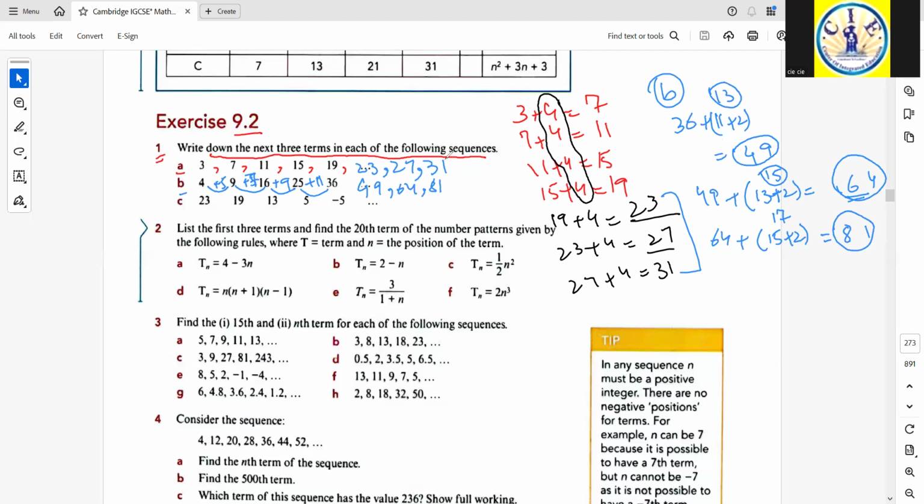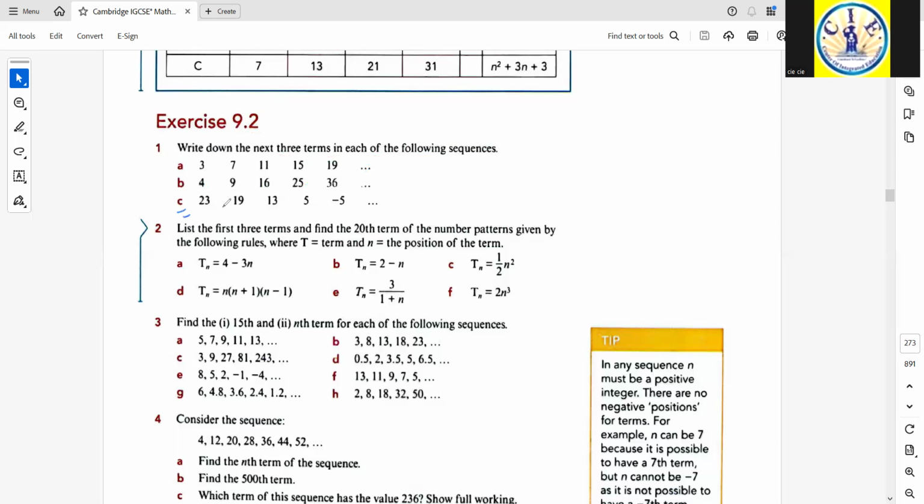Okay. Now for part C. This is 23 and then 19. Then 19 becomes 13. And then from 13, we get 5. And then -5. So we observe that we need to subtract something, obviously. 23 minus 4 is 19. And then 19 minus 6 is 13. Then 13 minus 8 is 5. And then 5 minus 10 is -5.